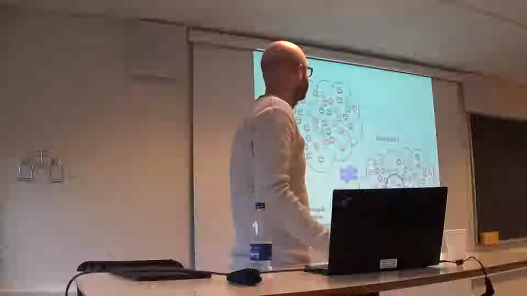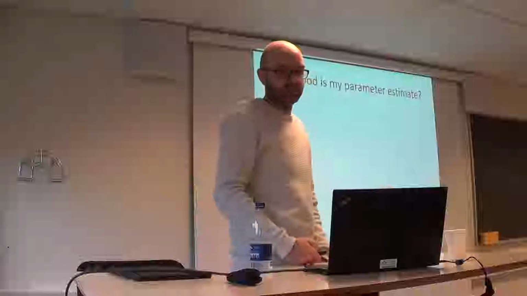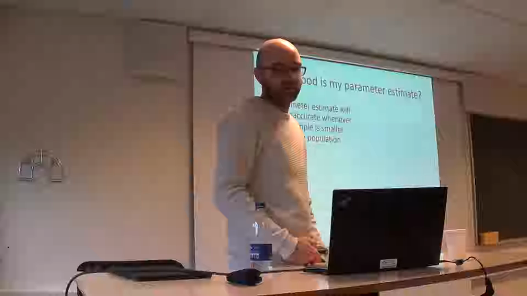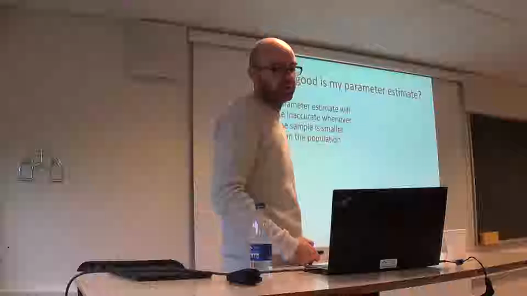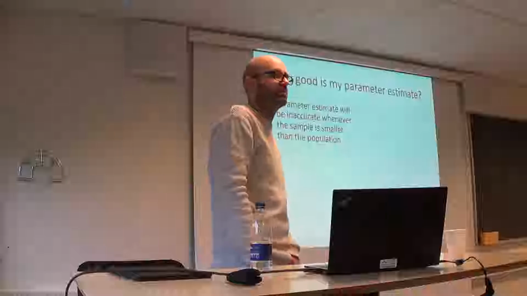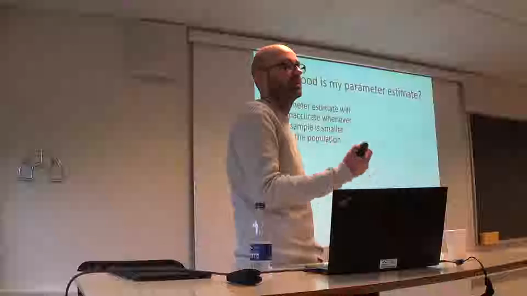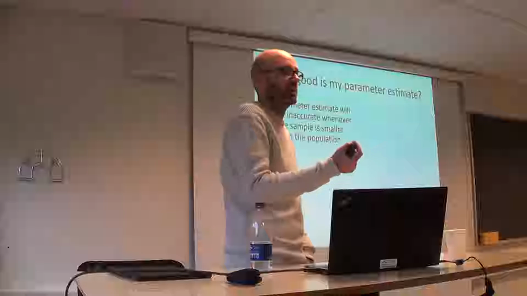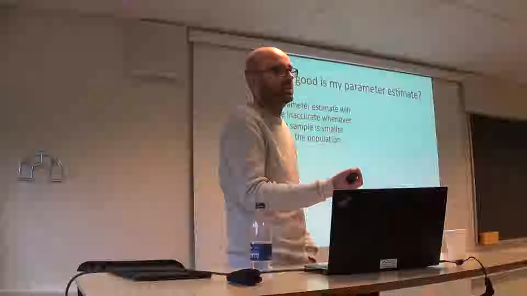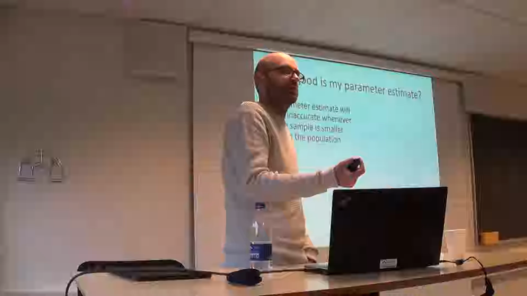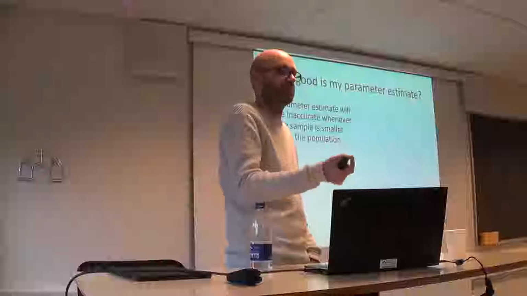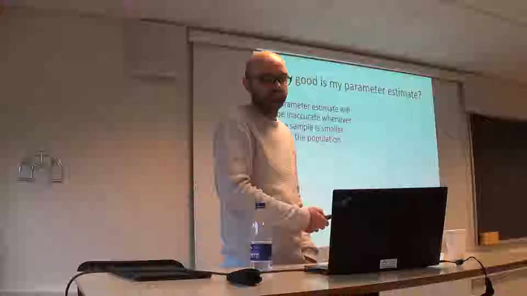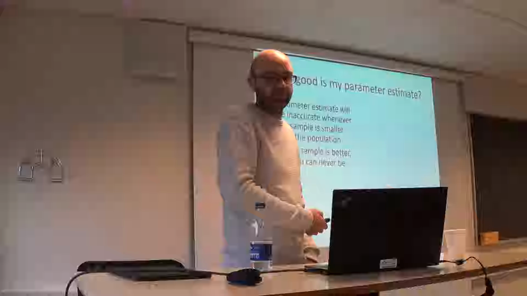Okay. So how good is my parameter estimate? What is it worth? We know that our parameter estimate is going to be inaccurate whenever the sample's smaller than the population. As soon as we drop one person, we're increasing the probability that we will have an inaccurate parameter estimate. It could be that by chance we drop somebody who's got the mean score, then it won't get worse, but there's a probability that it would. And every time we drop another person, we increase that probability. So big is better, but you can never really be sure.